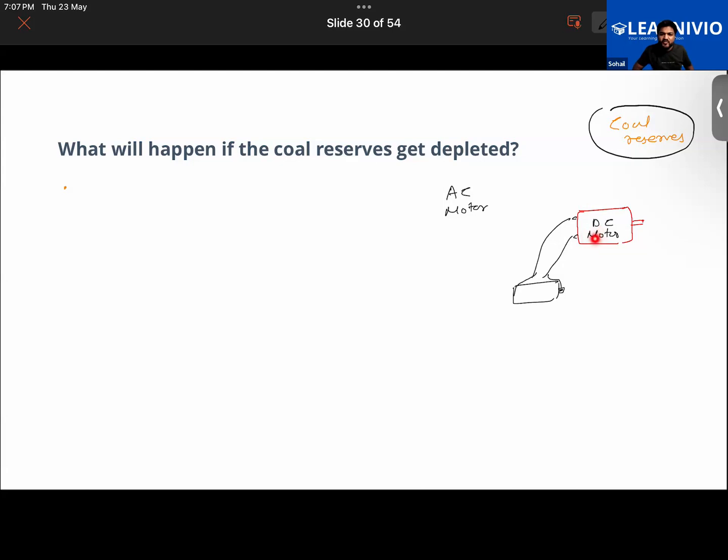You all might have used it. Or the toys that you see, toy cars, in the toy cars a DC motor is used. Or the remotes, AC remotes or television remotes, all of them work on DC batteries. So that is what that thing is. DC here stands for direct current.